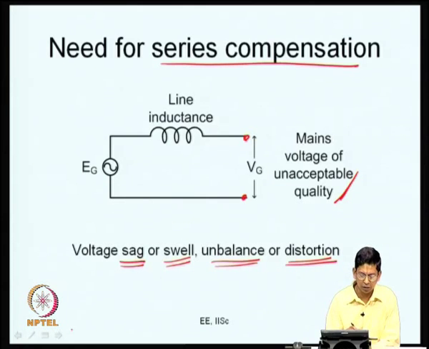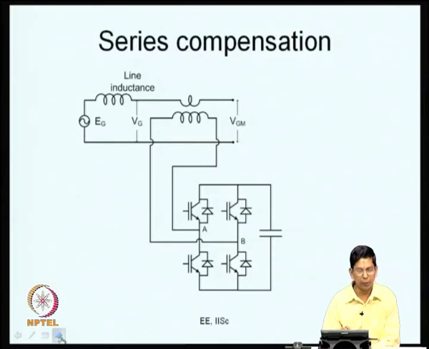So, you want to have an acceptable quality waveform here. What do you do? This is your Vg, your mains voltage that is available, and it is not of acceptable quality. You try injecting in series with it some other waveform, which will bring your mains voltage to an acceptable quantity. Let us say the problem is a voltage sag. You try to inject a certain voltage which is in phase with it. The two get added up, and therefore the voltage that you see at VGM is close to what you expect, something like 230 volts.